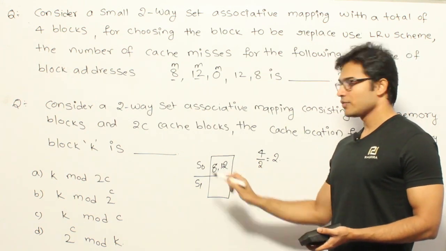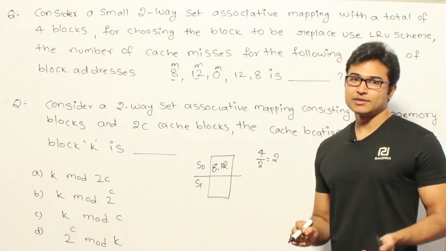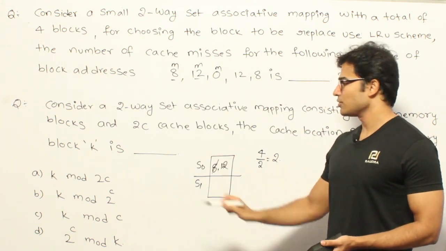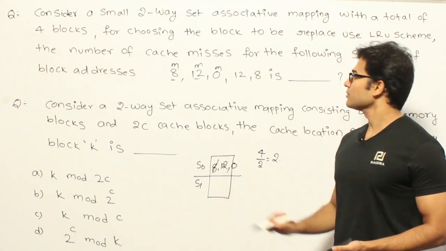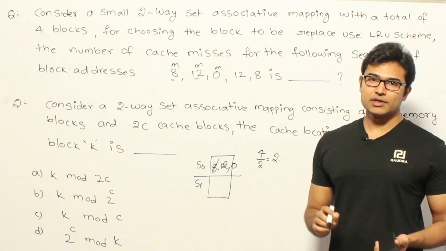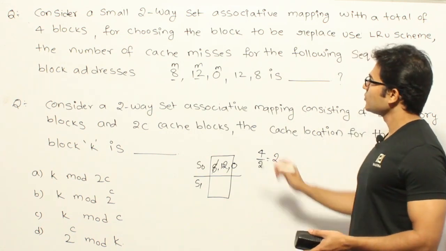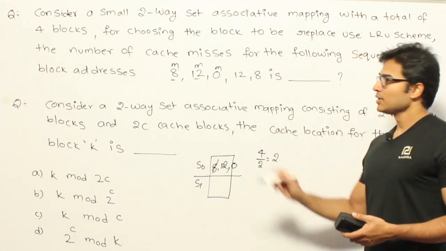Now you have to replace one of them. So which one are you going to replace? The least recently used. Which is the least recently used? 8. Therefore replace it with 0. Now 12 and 0 are present here, and the next one you are searching for is 12. So where are you going to place this 12?